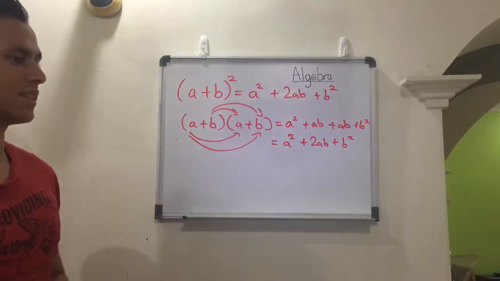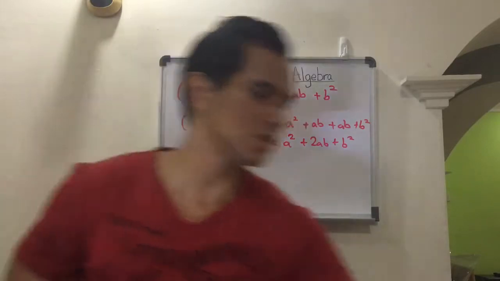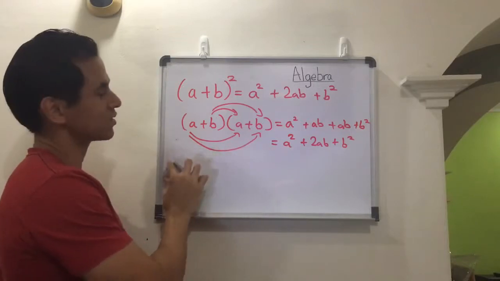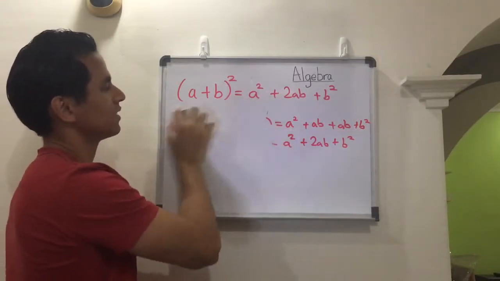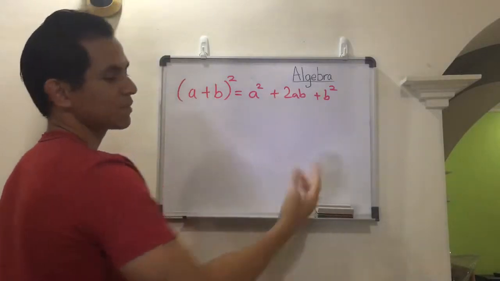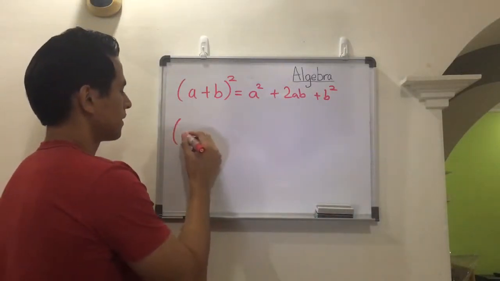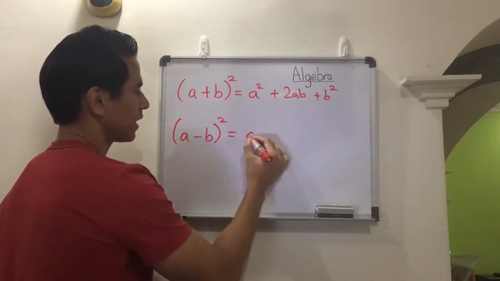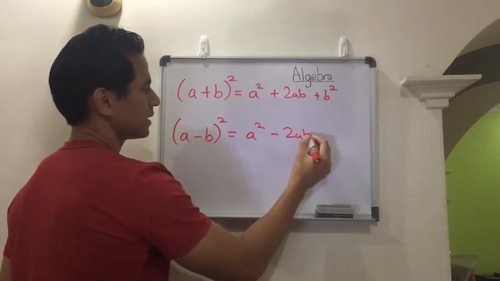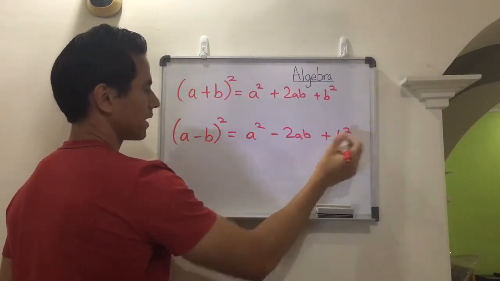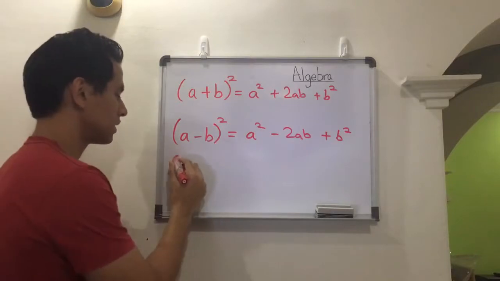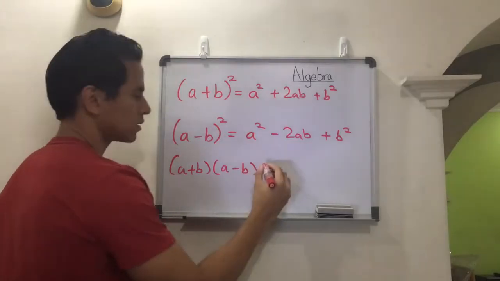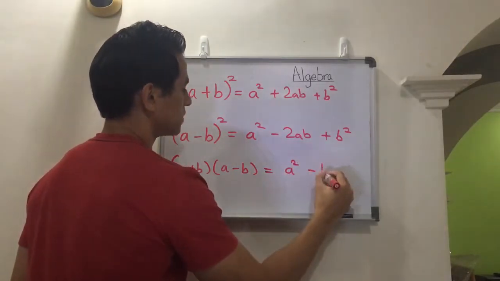So this is one of the identities. There will be more identities also. There are actually two others, so let me just show you the second and third one. This is the first one. The second one will be (a minus b) square equals a square minus 2ab plus b square. And the third one would be (a plus b)(a minus b) equals a square minus b square.